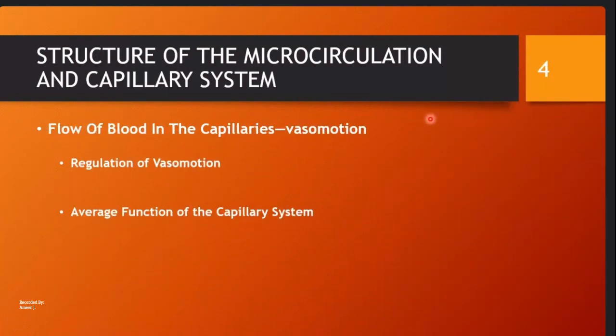As I told you, the blood flow inside the capillaries is controlled by a mechanism named vasomotion. The definition of vasomotion is the continuous, frequent contraction and relaxation that we have in the metarterioles and in the ending part of the arterioles. As I told you, we have some sphincters that regulate the blood flow to the capillaries.